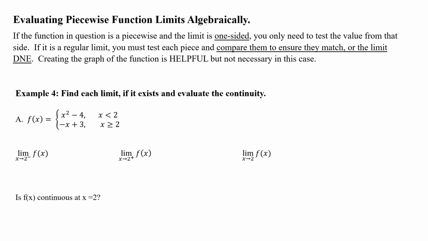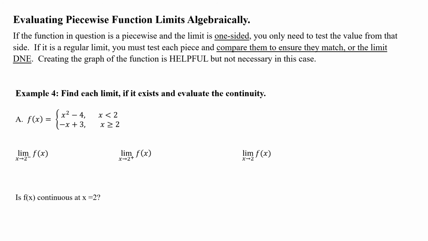So we're going to look at example 4. We're going to find each limit if it exists and then evaluate the continuity. For letter A, we have our function f of x defined as x squared minus 4 when x is less than 2, and negative x plus 3 when x is greater than or equal to 2. So we're going to find each sided limit and then our regular limit.